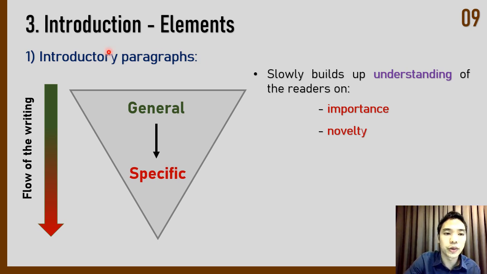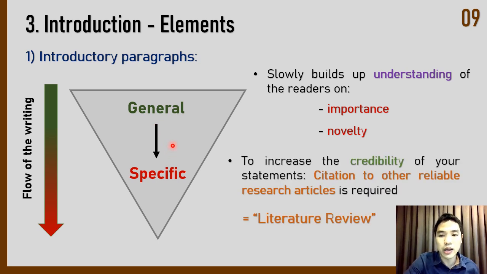The first one, you need the introductory paragraphs, where you slowly build some understanding of the readers on the importance and novelty of your work. And the rule of thumb is starting with something general that is related to your work, and then you go on to talk about something slightly more specific. And in order to increase the credibility of your statements, you need to cite or mention other research articles, and doing this is called literature review.